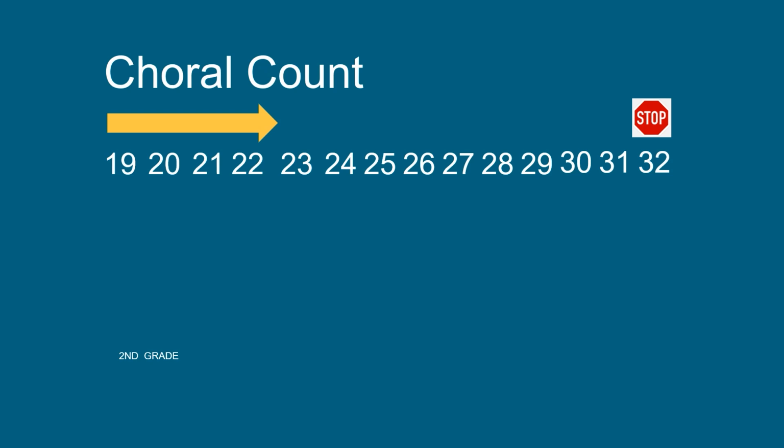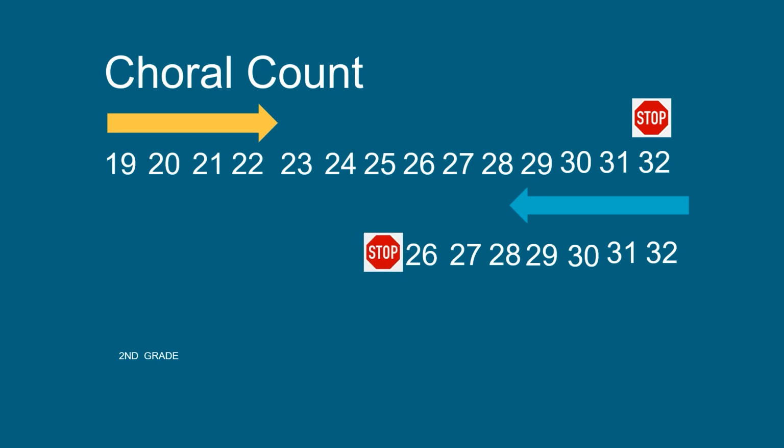Now we are going to count backwards, beginning at 32. 32, 31, 30, 29, 28, 27, 26, and stop right there. What two tens does 26 come in between? Well, I see 30, that's a 10, and down here there's a 20. So 26 comes between 20 and 30.